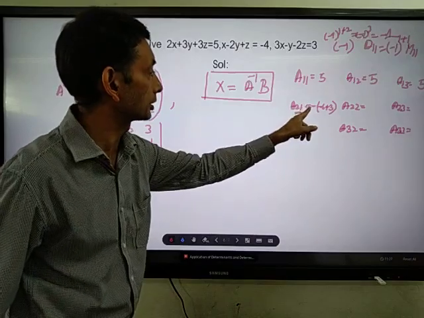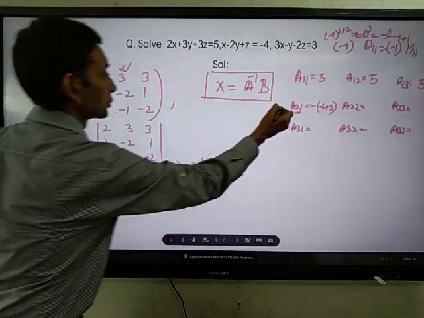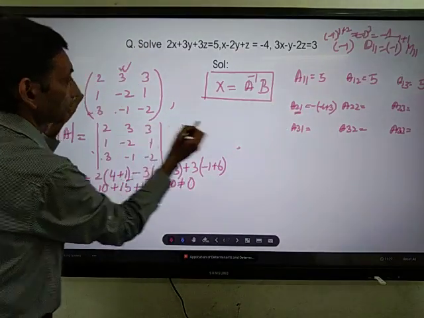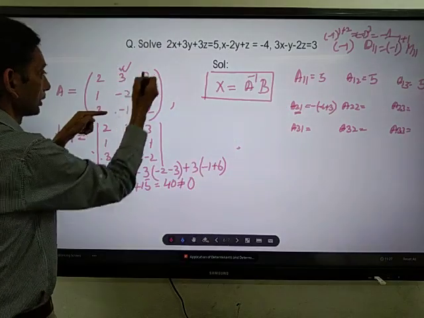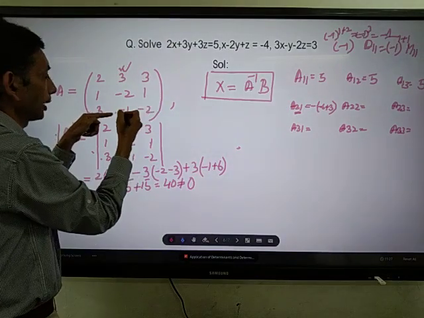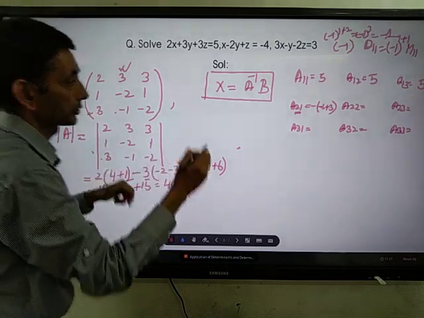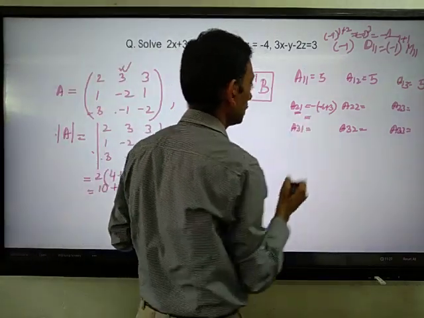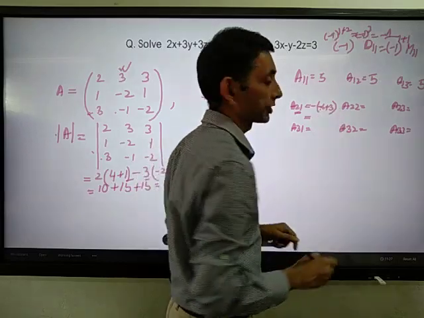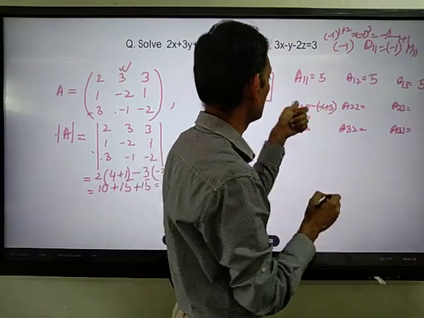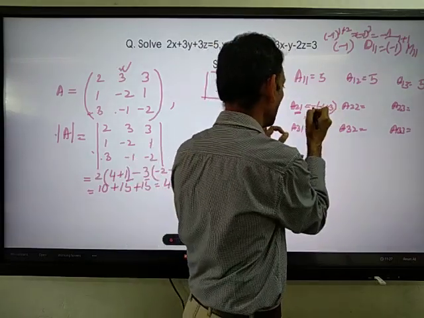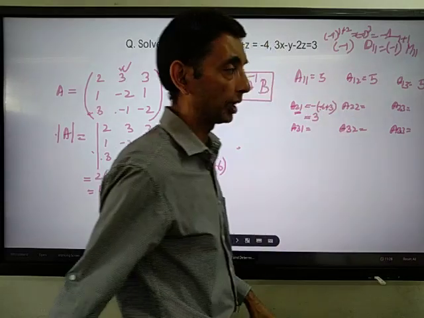Okay, so minus, and then this 2, 1 position element. 3 into minus 2 is minus 6. Then there will be one extra minus sign. 3 into minus 1 is minus 3, and another minus sign will be there, plus 3. So finally, minus 6 plus 3 is minus 3. Minus 3 multiplied by minus is plus 3.